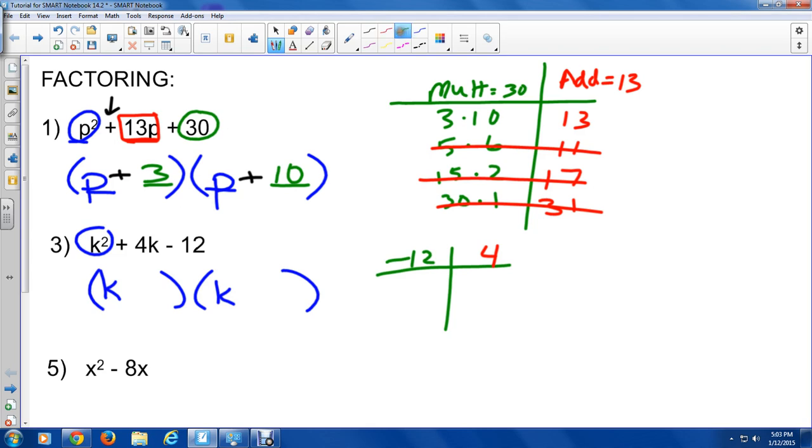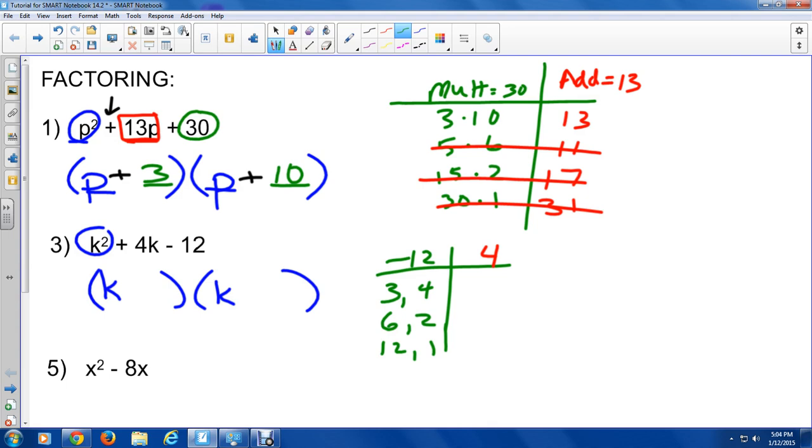I'm just listing numbers that give me 12: 3 and 4. What else do I have? I've got 6 and 2. I've got 12 and 1 if I'm listing them out. This time I need negative 12. That means one has to be positive and one negative. So you could try whichever one. You could try negative 3, positive 4, positive 3, negative 4.